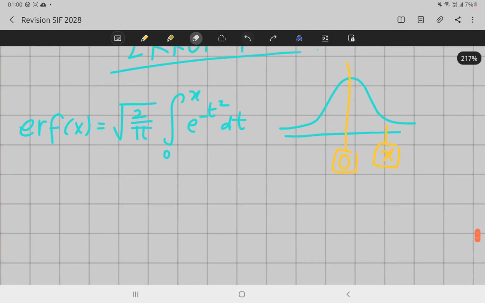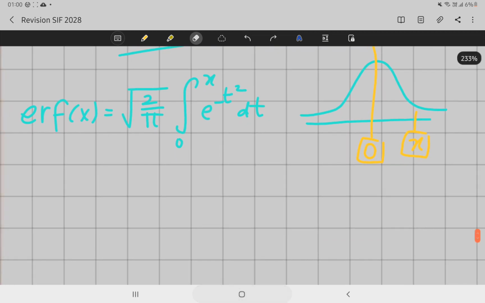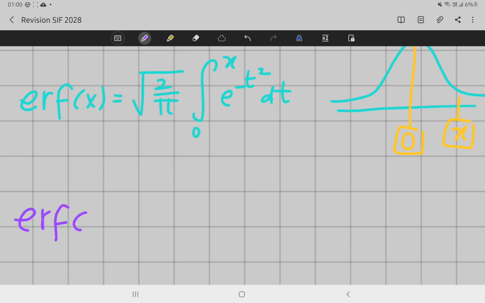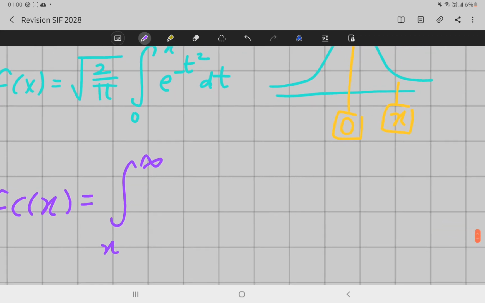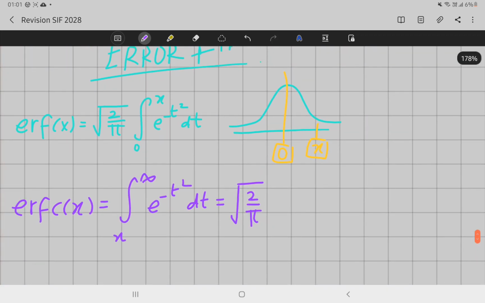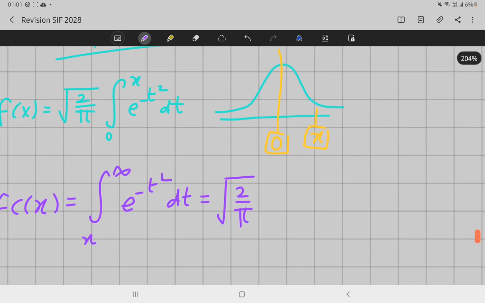And the thing that you need to realize is that the integration from x to infinity is basically the complementary error function. The complementary error function is basically the integration from x to infinity of e to the minus t squared dt, times square root of 2 over pi.